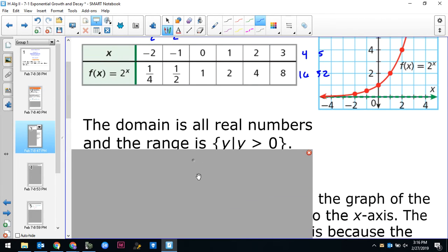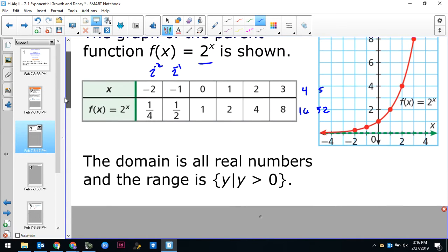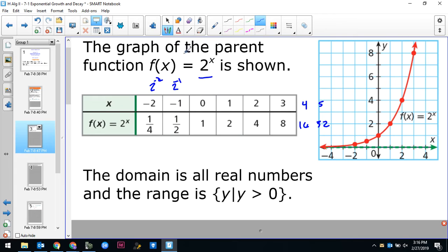Okay. So let's think about the domain and range of this function, because it's always good to identify the domain and range. Now, it doesn't matter, I could plug any x value in. I could have x values that are negative. I could have x values that are positive. I could have x values that are 0. I could have x values that are decimals. So the domain is all real numbers.